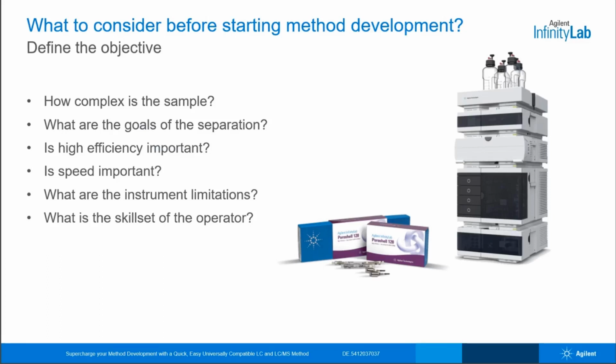Also, consider what kind of instrumentation is available. Can you run gradients? Can you run pressures above 400 bar? Is that available to you? Who is going to run the routine samples and what is the level of their training? Sub 2 micron columns are great for fast methods, but are definitely more challenging to run and require high pressure instrumentation. All of these questions and certainly others can help you decide on the requirements of the method you will develop and what sort of column configuration you should pursue.